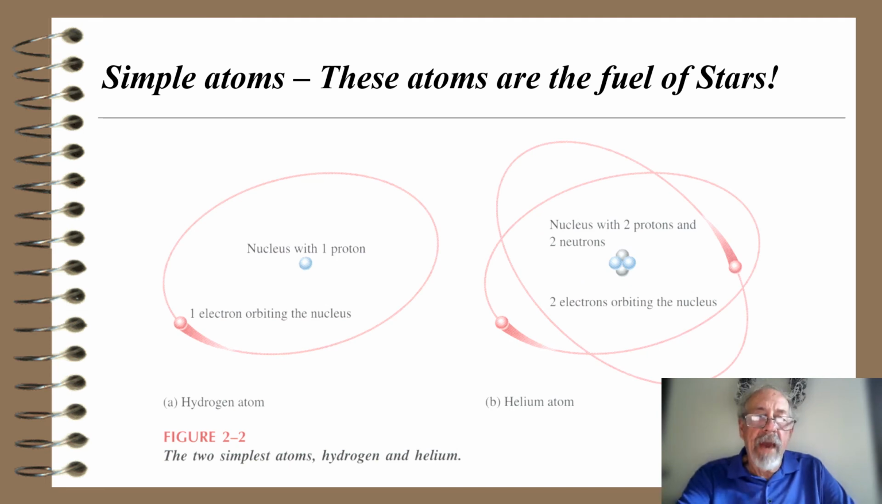So the simplest of atoms, and these atoms are the fuel of stars, are basically hydrogen and helium. Hydrogen is one proton surrounded by one electron orbiting the nucleus, whereas a helium atom consists of two protons and two neutrons in the nucleus with two electrons orbiting the nucleus. Now it turns out that there are other forms of these elements, but they're rarer. These are the most common forms of hydrogen and helium.